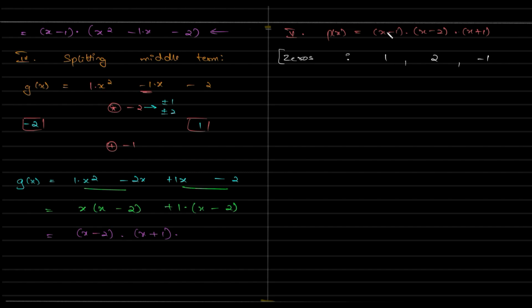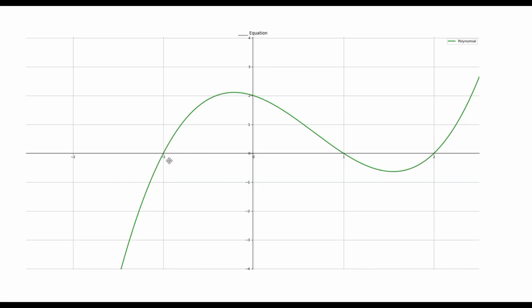That is, if I put 1 over here, it becomes 0. If I put 2 over here, it becomes 0. And if I put -1 over here, it becomes 0. So your values are -1, 2 and 1. So basically the zeros of P of x are -1, 2 and 1, or -1, 1 and 2. So you can see over here -1, 1 and 2. So that is the zeros of this particular cubic polynomial.